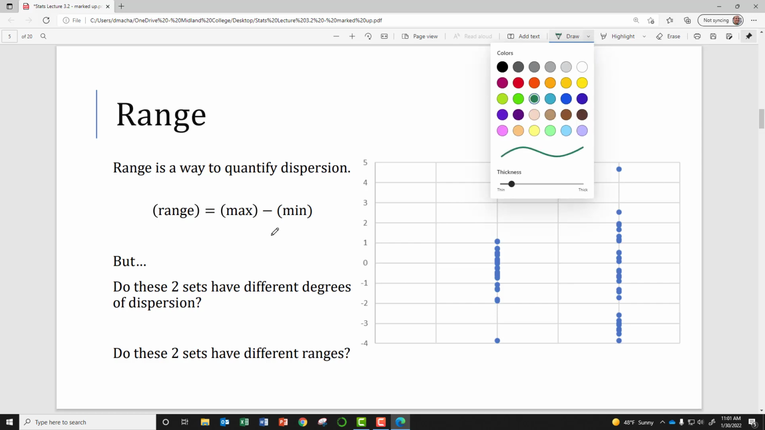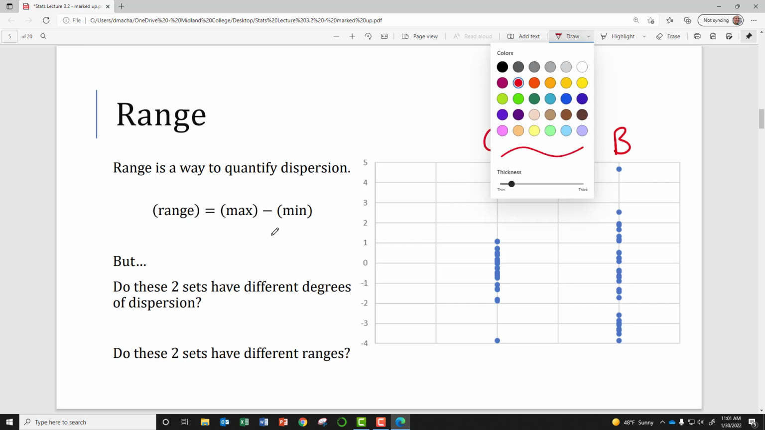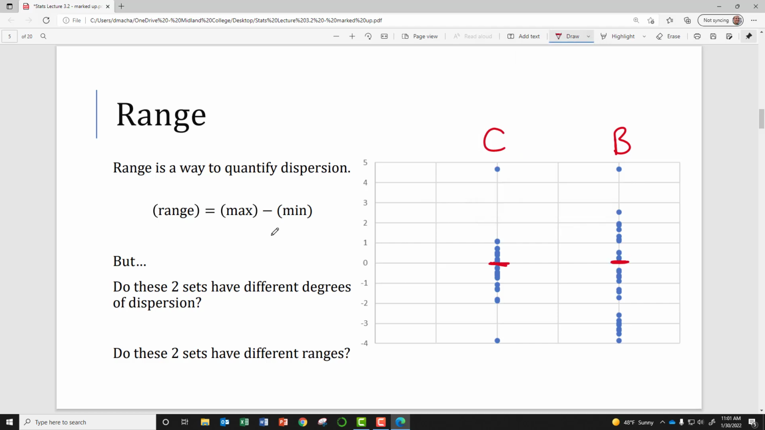However, let's consider another data set. This time we're comparing data set B with data set C. These two data sets have the same sample mean. The sample mean here is right at 0. And they actually have the same maximum values and the same minimum values. But just taking a look at these and where those blue dots are that represent each measurement, would you say that C or B have the same dispersion or different dispersions? Is one of them more dispersed than the other?